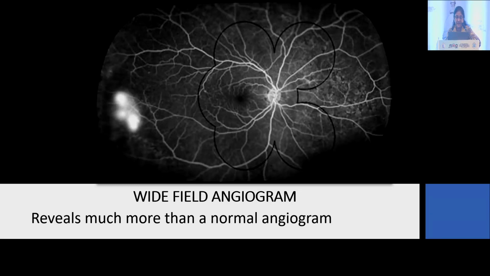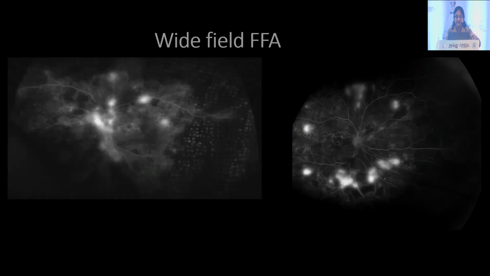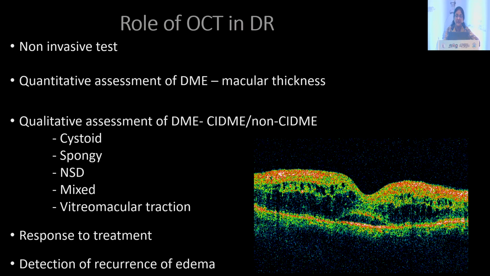This is a wide field angiography, and it reveals much more than a normal angiogram. In a normal angiogram, you are able to assess only the central part, but many a time the pathology lies in the far periphery, which is much better picked up on a wide field angio. This is again a wide field FFA, showing extensive CNP areas and persistent neovascularization in the far periphery, requiring addition of laser photocoagulation.